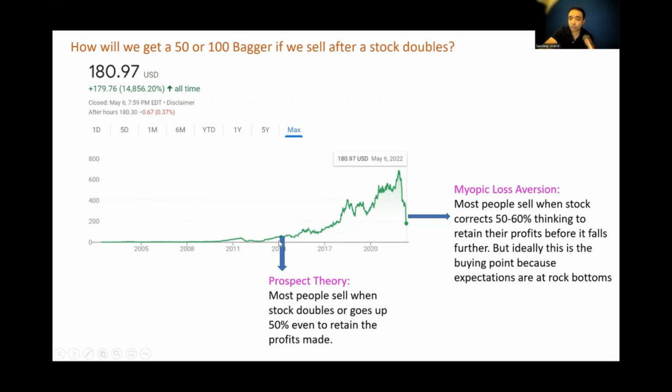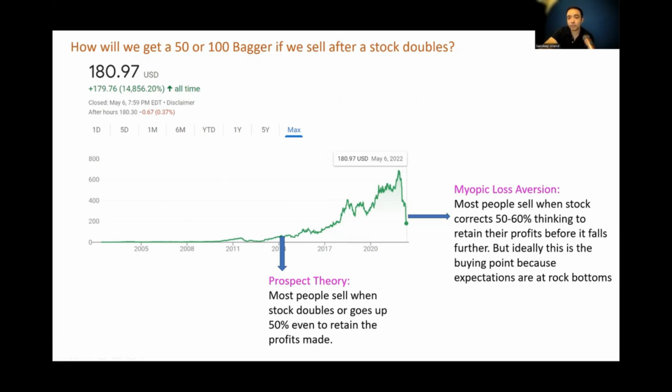But if we had sold that at levels of, say, $30, it went up all the way to $180, right? Now, the myopic loss aversion applies even today, right? Because today the Netflix stock has corrected almost 60% from the peak of, I think, Jan 2021, probably. Most people sell the stock when it corrects 50 to 60%, because they think that it can go down further.